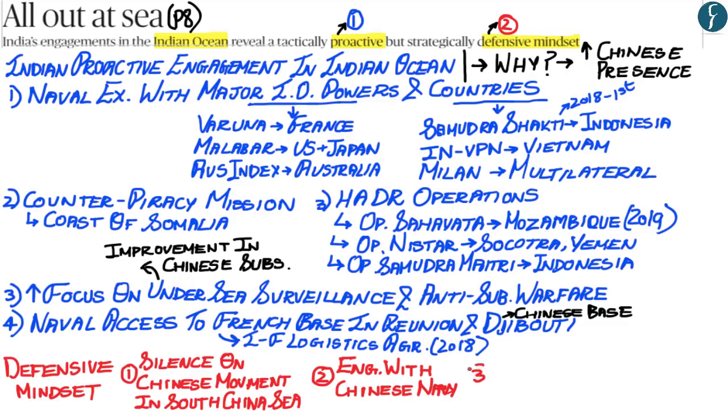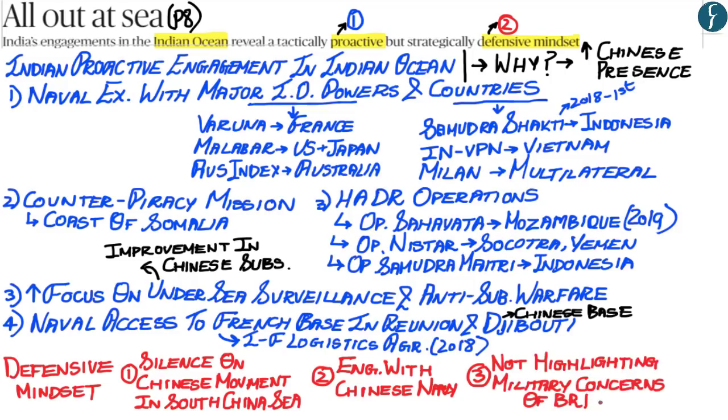The third point highlighted by the author is that India is continuously highlighting the economic concerns of the Belt Road Initiative and not highlighting its military concerns. There have been various reports of Chinese Navy presence at the Gwadar port in Pakistan and the Hambantota port in Sri Lanka, and according to the author, India is not highlighting the military concerns that it has with regards to the Belt Road Initiative of China within the Indian Ocean region.